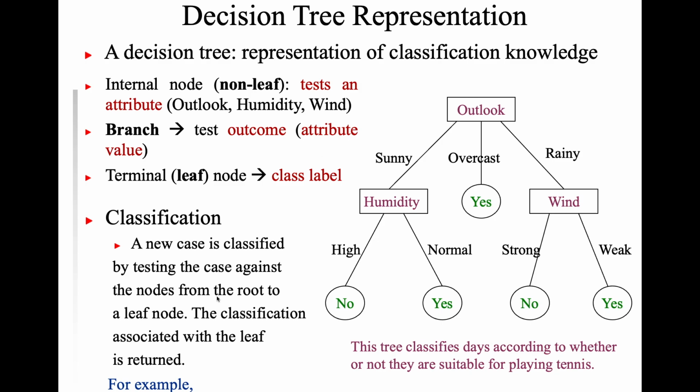So a new case is classified by testing that case, or that row, against the nodes from root to a leaf node. For example, we have a tuple, the one I marked in blue: outlook sunny, temperature mild, humidity high, wind strong. What would be the predicted class label here?